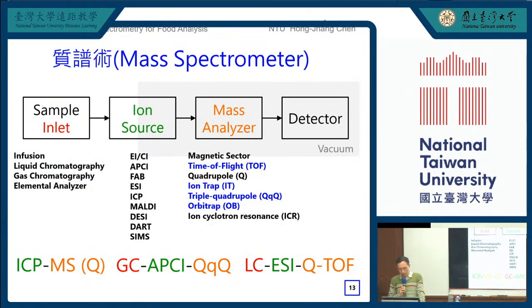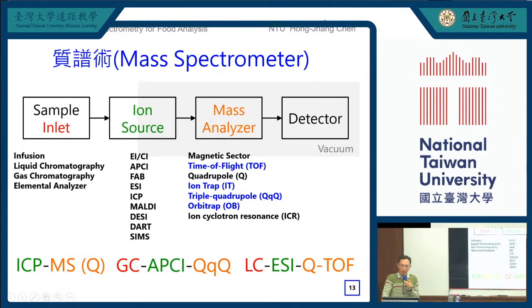So nowadays we know that MS has 3 parts: ion source, mass analyzer, and detector. Of course, there's an inlet. In this course, I just briefly introduced EI, CI, APCI, ESI. But in fact, there are many types of ionization, such as FAB, ICP, MALDI, DESI, DART, SIMS, and so on. That's based on what kind of experiment you want to do.